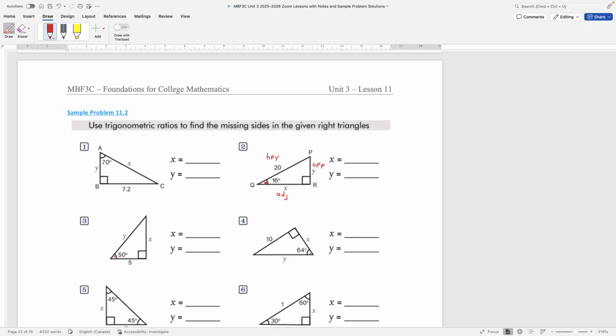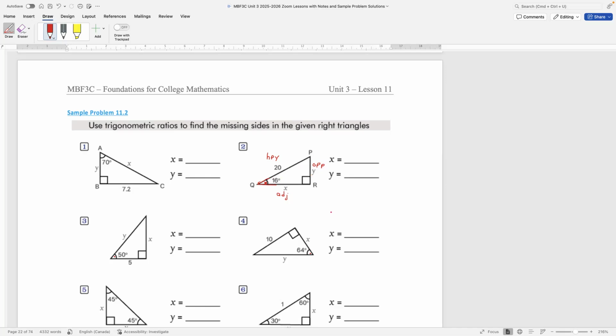And again, adjacent means next to or part of. So this is the angle right here. This is the hypotenuse right here. And this is the adjacent side right here. So the hypotenuse and the adjacent side make up the angle. The other side is the opposite side. Again, hypotenuse is the longest side. So we have the hypotenuse, and we have to solve for the adjacent side and the opposite side. Doesn't matter which one you do first.